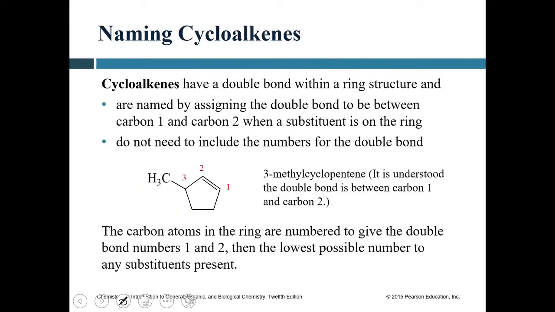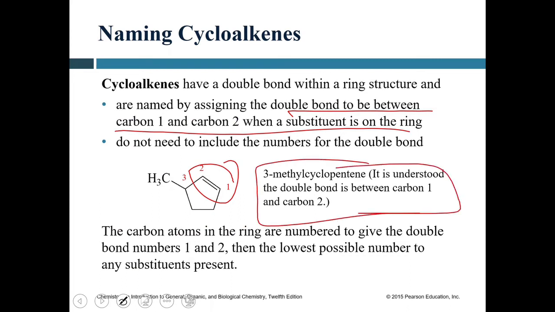Now cycloalkenes have a double bond within the ring. So you want to assign the numbers so that the double bond is between carbon 1 and carbon 2. You don't need to include the numbers for the double bond if it's only one. So in this case, you go 1 and 2, and then the substituent should have the lowest number possible. So it's going to be 3-methylcyclopentene.